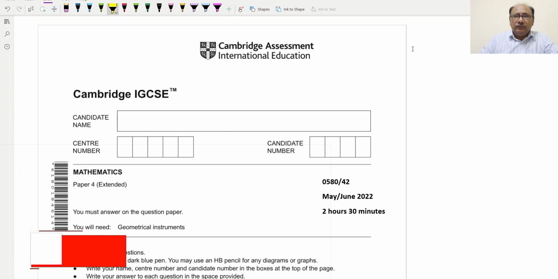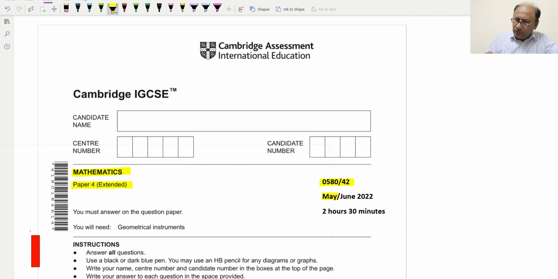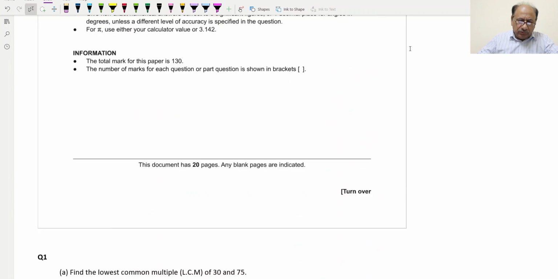Hello everyone. Today we'll be going through IGCSE Mathematics Paper 4 Extended 0580/42 May/June 2022. And let us move to question number 1.